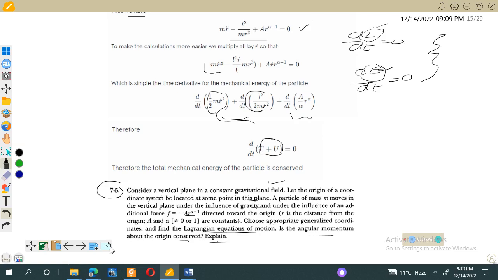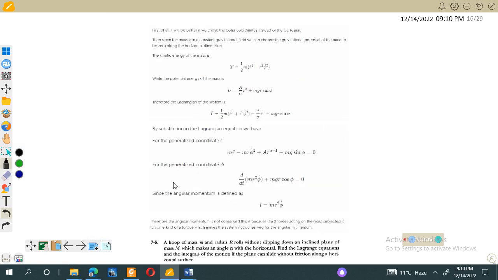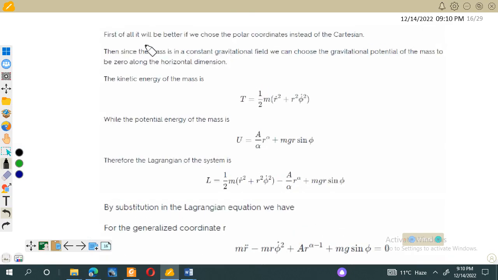We have to find the appropriate generalized coordinates, then the Lagrange equations of motion, and then find whether the angular momentum is conserved or not. So let's go to the solution. First of all, it will be better if we choose polar coordinates instead of Cartesian.